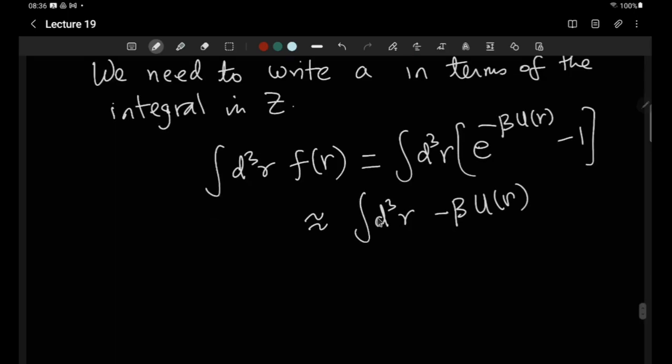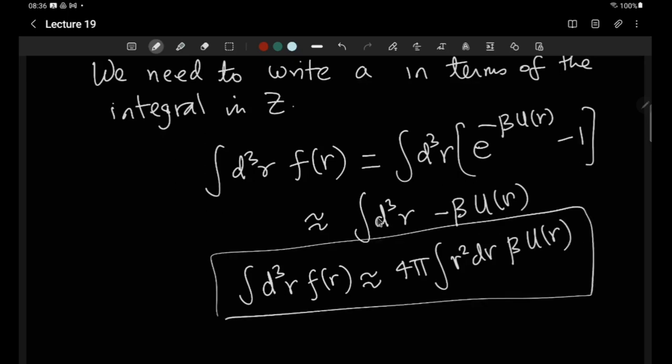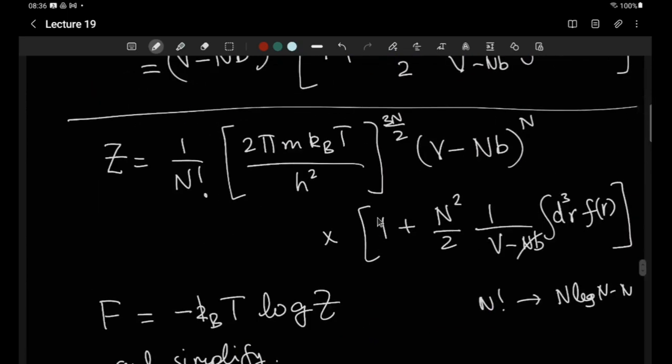Okay, so, and if you wish, you can write 4 pi integral d cube r, because we have spherical symmetry in our problem, we can write it like this. Okay, so now it's a little bit more. So now I just do things in my head. I hope you don't mind.